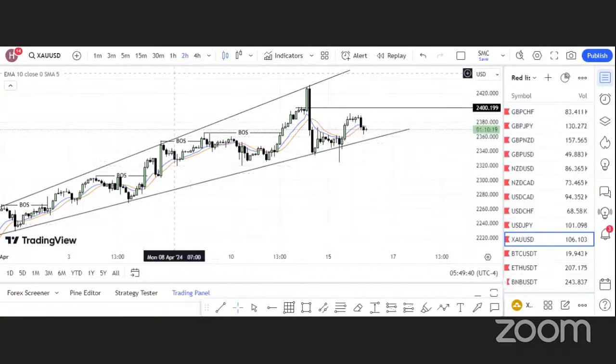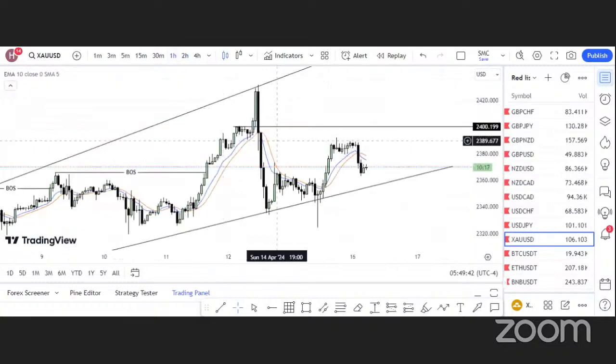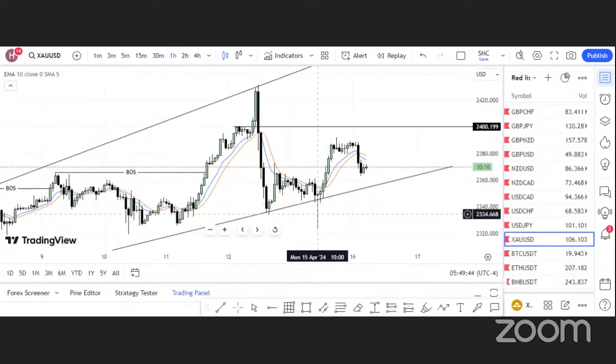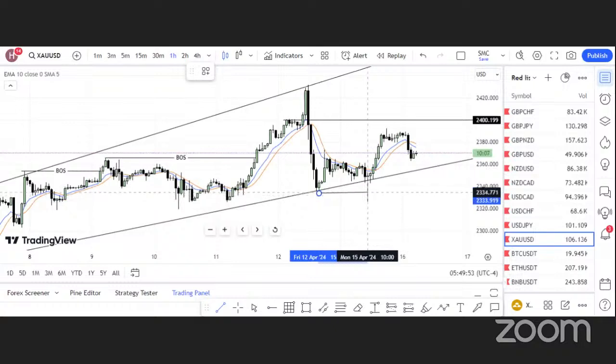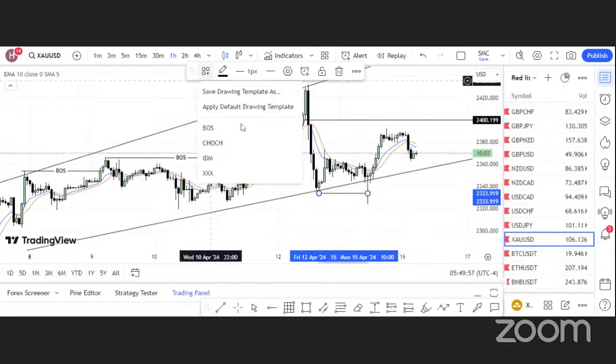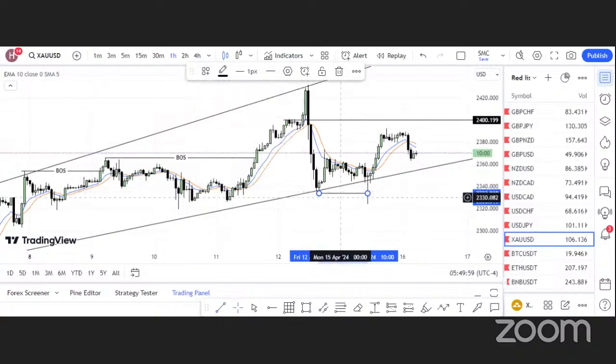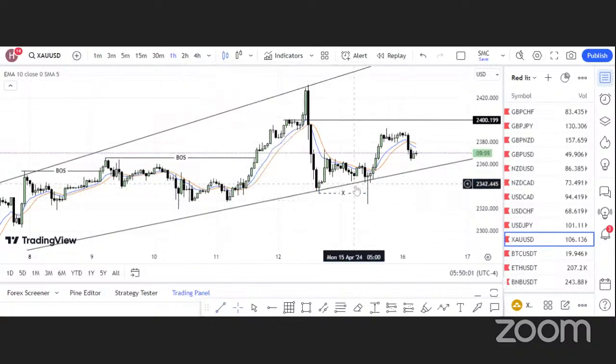All right, so with the look of things, let's go to the lower time frame. Yes. So on the lower time frame, we can see the market better. You see, so we had a liquidity purge here. The market purged liquidity here.